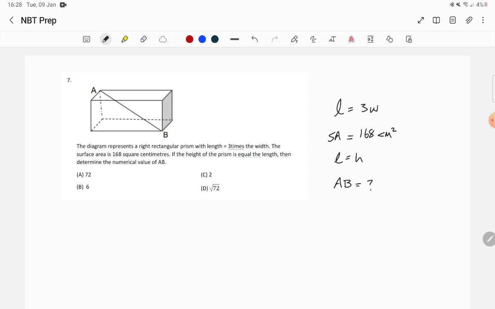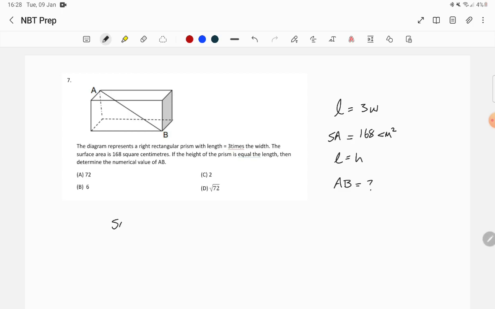First things first, we are given the surface area, so that means we need to put together some sort of surface area formula for this prism, broken up into the shapes that we essentially have. So firstly, the surface area we said was 168.